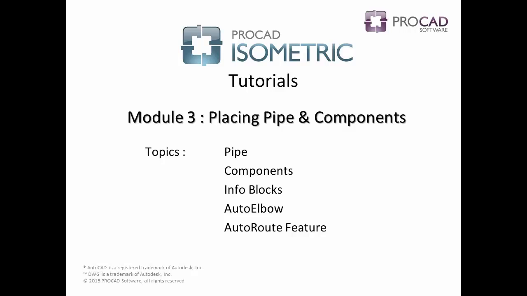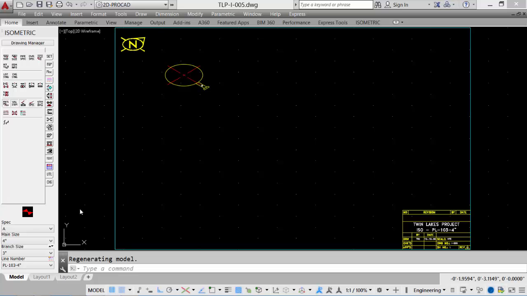Module 3, Placing Pipe and Components, covers the following topics: pipe, components, info blocks, AutoElbow, and the AutoRoute feature. The first topic in Module 3 is pipe. Let's place some pipe components.